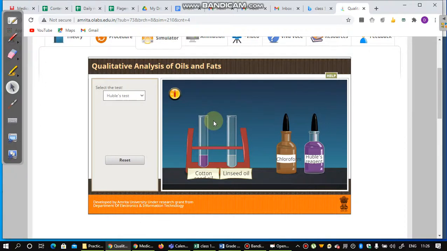This finishes our qualitative analysis of the fats and oils.